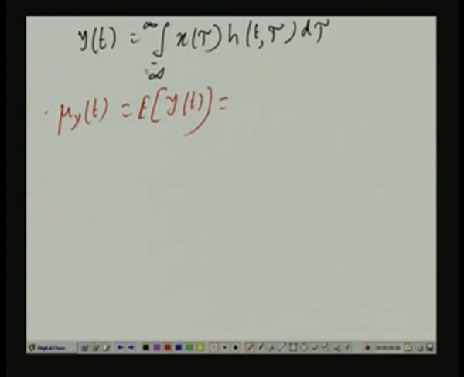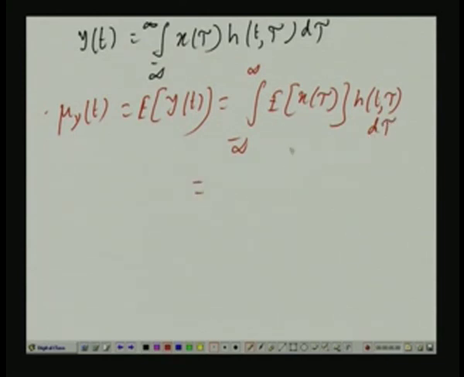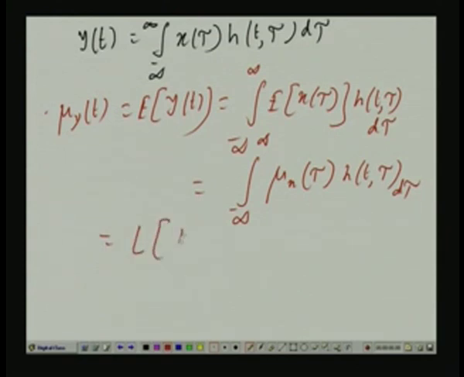Only thing is, here you have a continuous sum in the form of an integral, but still the linearity property of the E operator prevails. So that means you can push E inside the integral, and h is not random. So E will work only on x. That is mu x tau h t comma tau d tau, and that is the same as L working on this function.